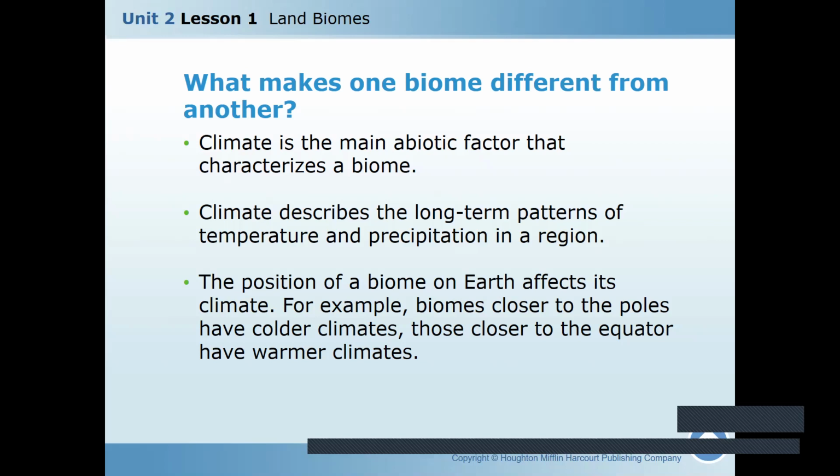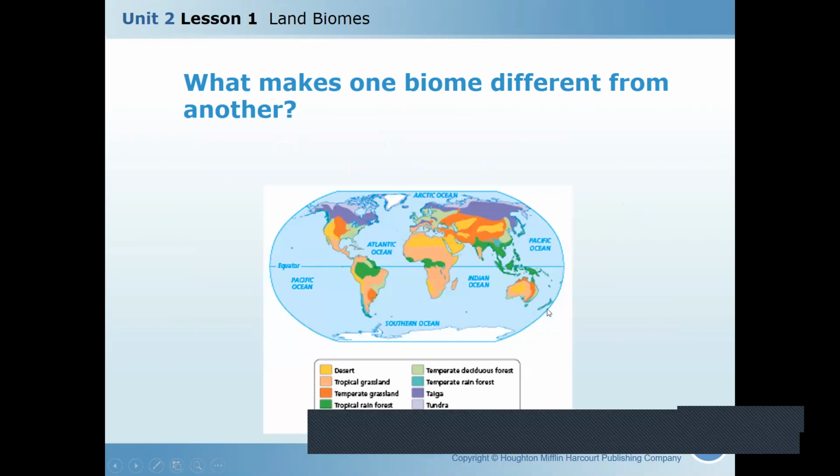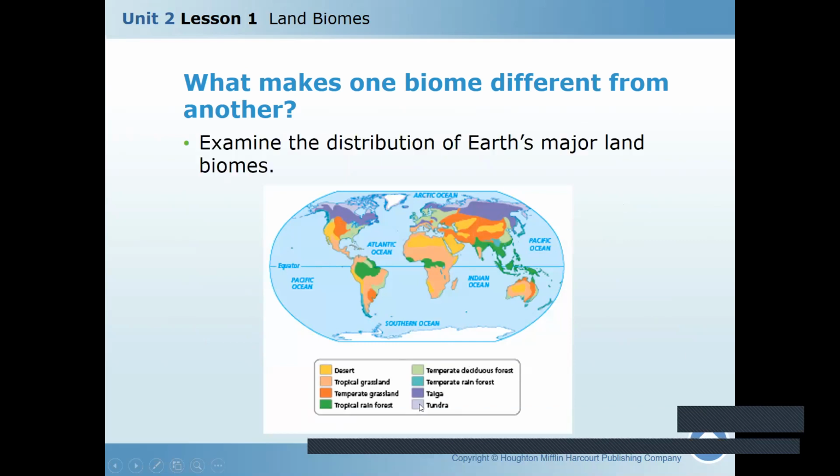Now, going to the next page. This is what you have seen in your book yesterday. We have different colors, which show you, like, green is tropical rainforest, tundra and taiga with purple and light blue. That means it is very cold. Desert is yellow. So in this way, they can differentiate between different kinds of biomes.